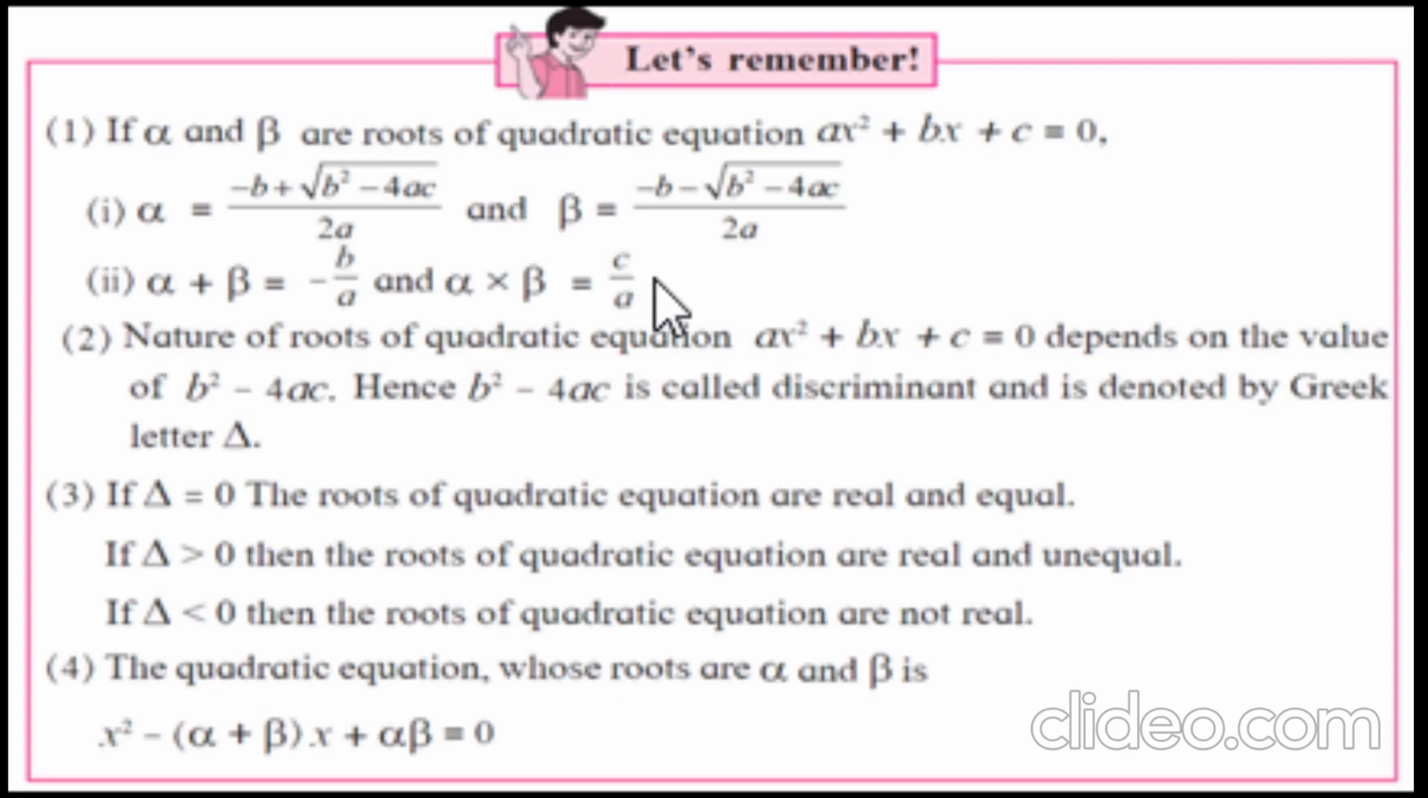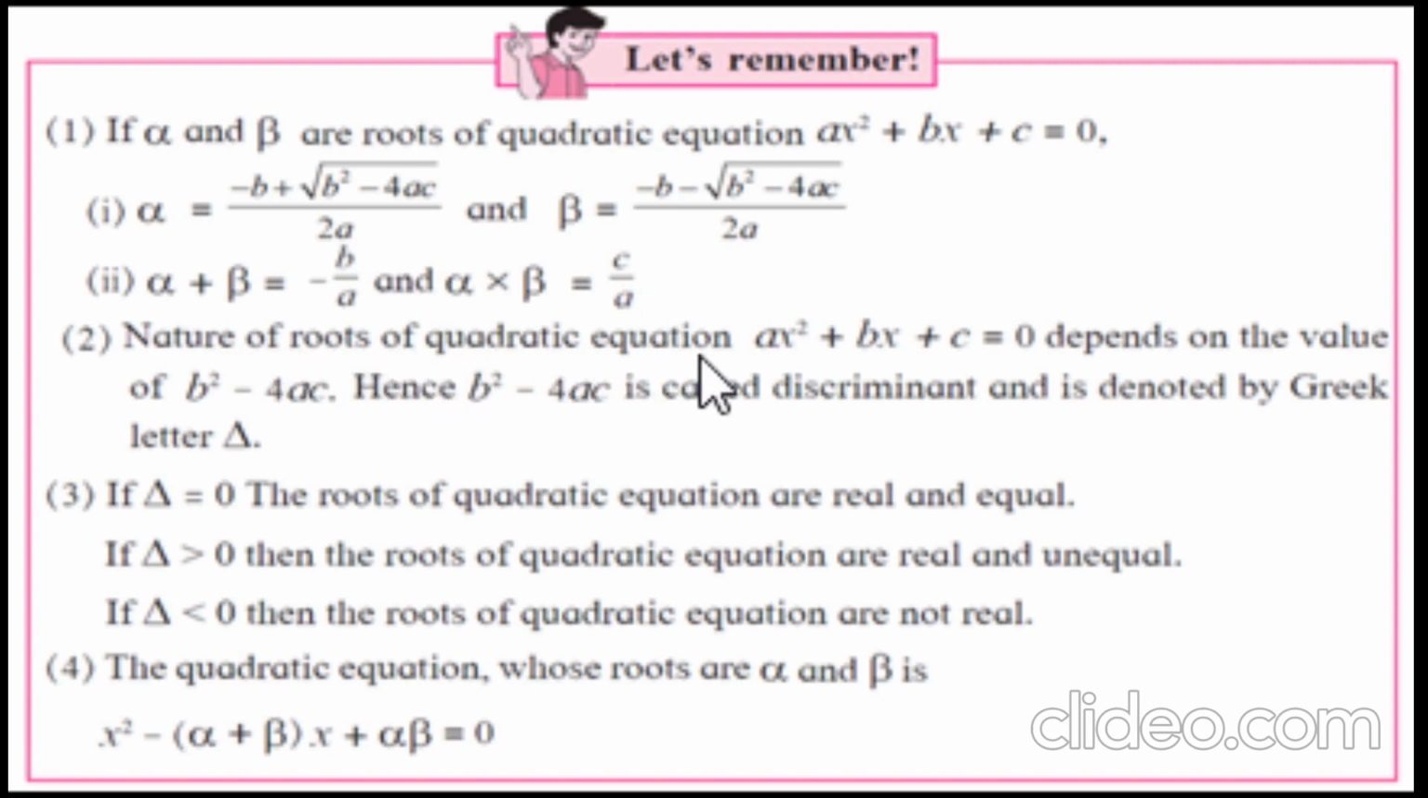Before solving this practice set, we need to remember a few things. First, if alpha and beta are roots of quadratic equation ax square plus bx plus c is equal to 0, then alpha is equal to minus b plus root of b square minus 4ac upon 2a, and beta is equal to minus b minus root of b square minus 4ac upon 2a. Alpha plus beta is equal to minus b upon a. Alpha into beta is equal to c upon a.